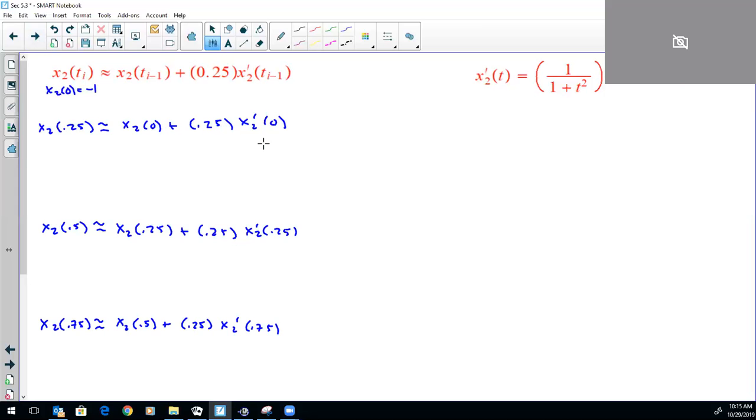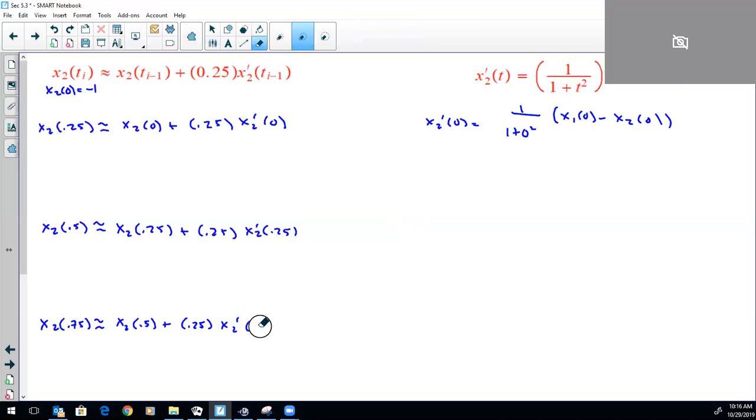Now, in order to fill out all of these, I need to know what x2 prime is at each of these points. So let me put the formula in over here. I said the computations aren't hard. It's just you have to stay really, really organized. x2 prime of 0 is 1 over 1 plus 0 squared, times x1 of 0 minus x2 of 0. For the next one, we'll need x2 prime of 0.25. I got a mistake down here. Excuse me. Let me erase something.